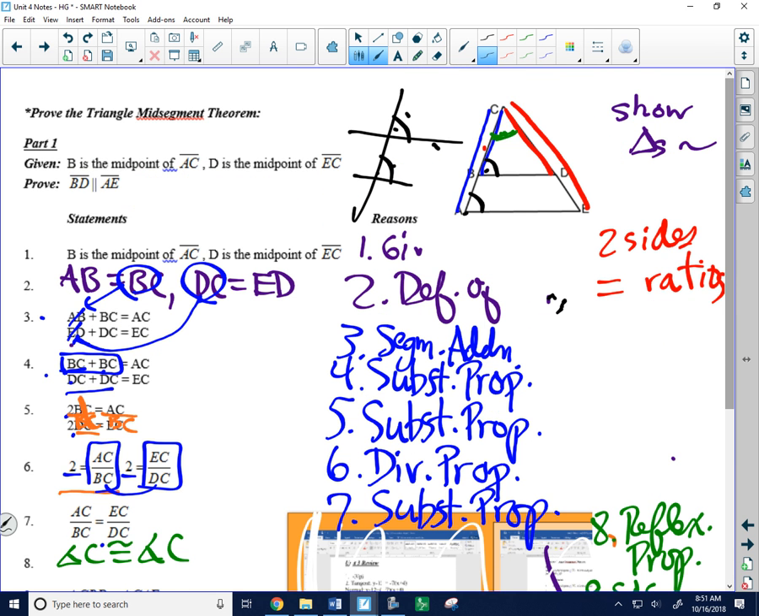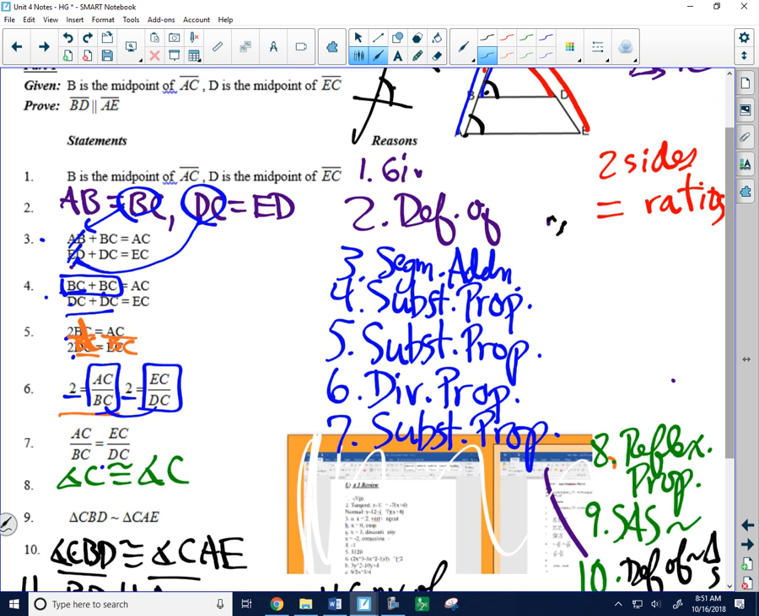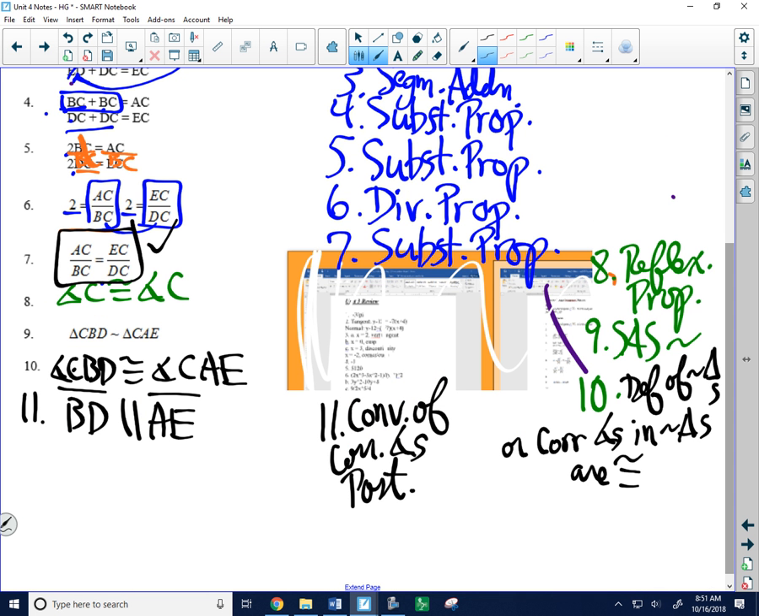I'll just go back down in a minute. So first thing was segment addition, and we did a little substitution to manipulate the equation to get that the sides had the same ratio. That took a little work. Then we said they share an angle, so the triangles are similar by SAS similarity.